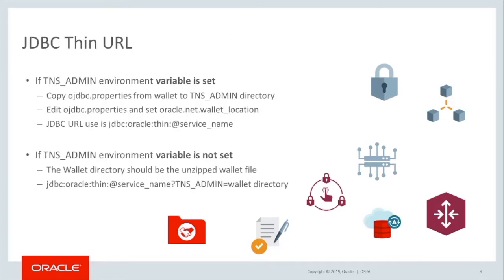Once you have the correct drivers installed, then some configuration is needed. If the TNS_ADMIN variable is set, then copy the ojdbc.properties file from your wallet directory to the TNS_ADMIN directory, and set the oracle.net.wallet_location in the ojdbc.properties file. This will allow you to just use the service name in the JDBC URL. If TNS_ADMIN is not set, then you would need to specify TNS_ADMIN as part of the URL and point it to your wallet directory. What this allows is for you to specify a service name that is in your tnsnames.ora instead of having to fully spell out all the connection information in the JDBC URL.